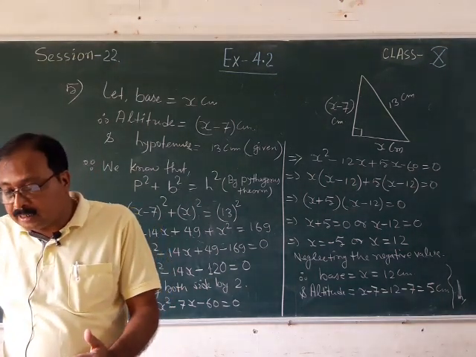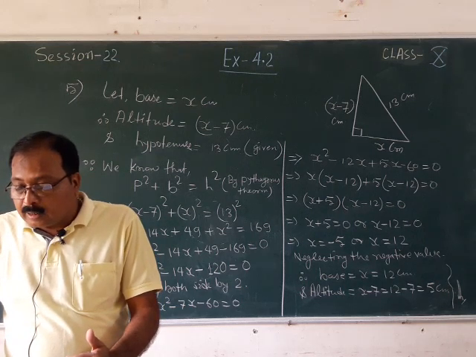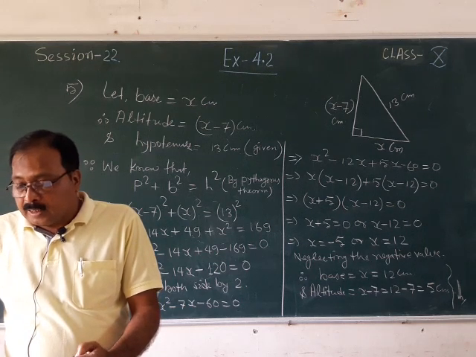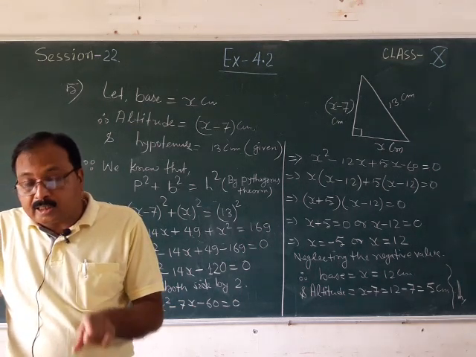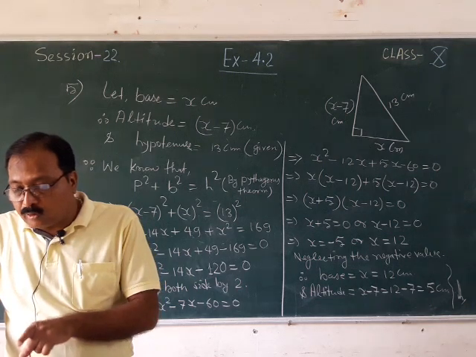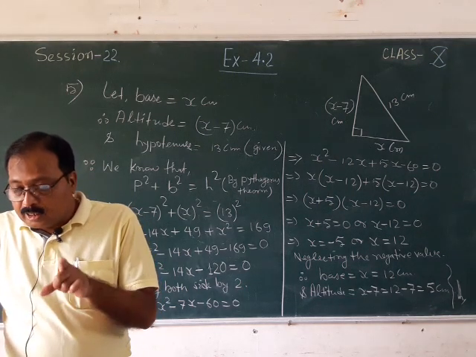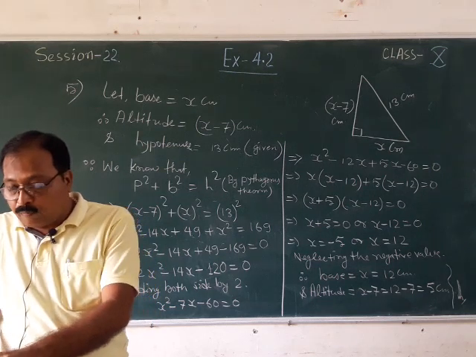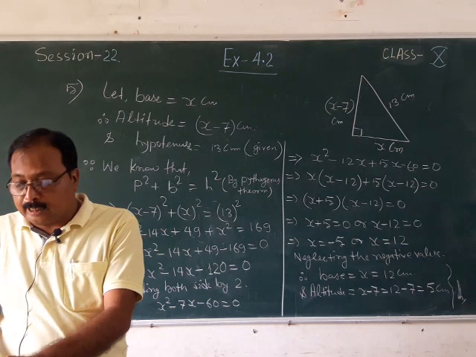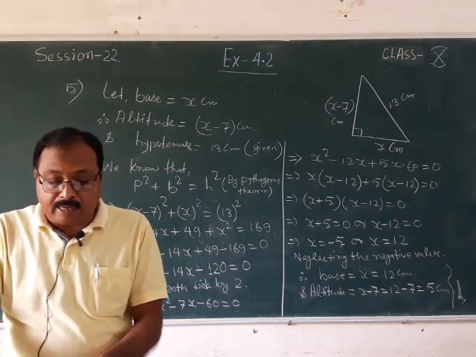A cottage industry is there which is producing potteries. It was observed on a particular day that the cost of production of each article was 3 more than twice the number of articles produced on that day. Okay? If the total cost of the production on that day was rupees 90, find the number of articles produced and the cost of each article. So, you can frame the equation.